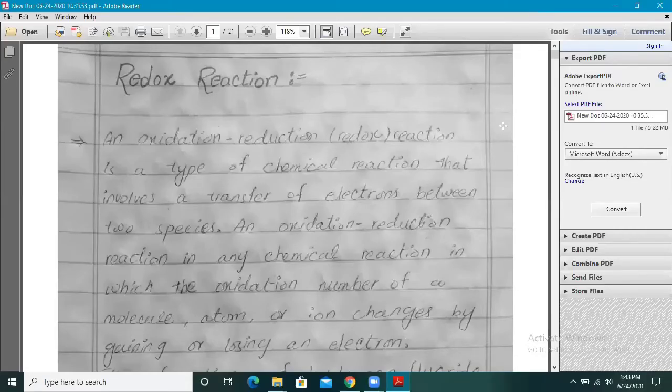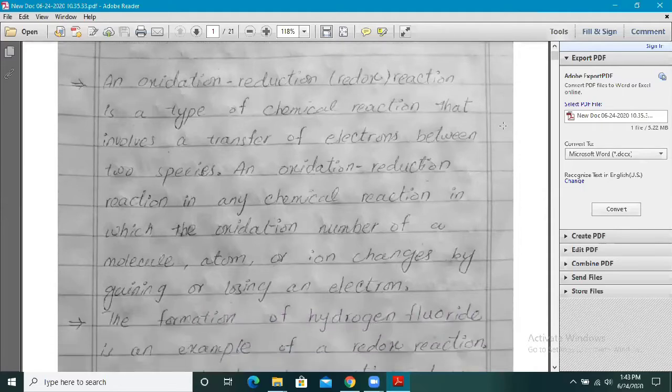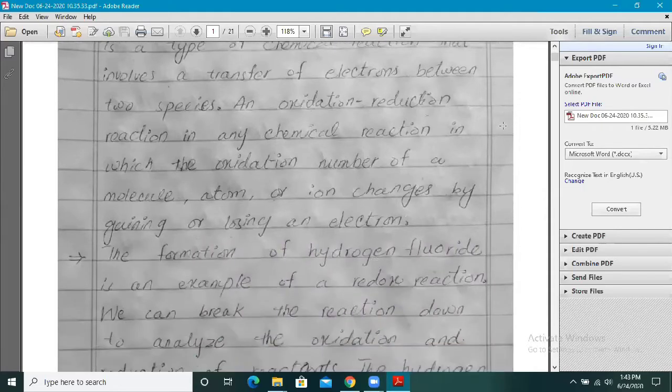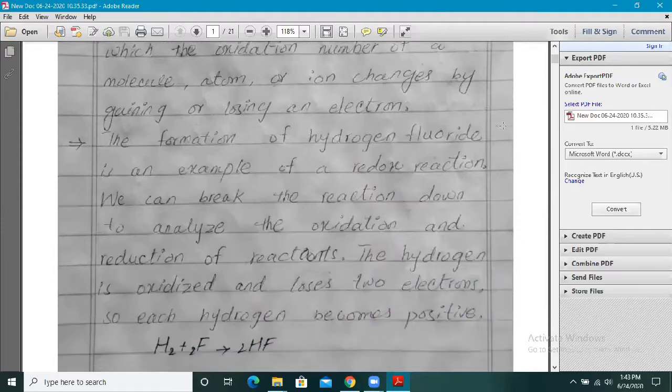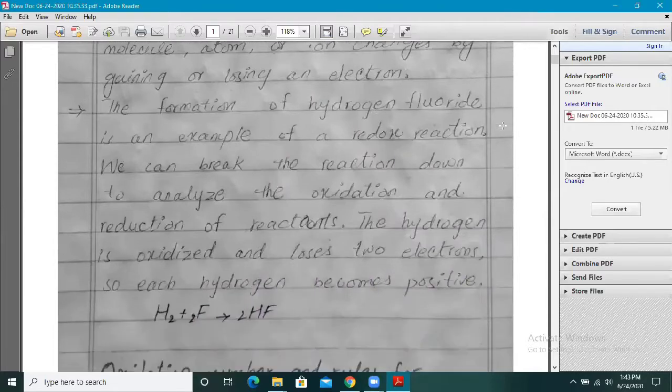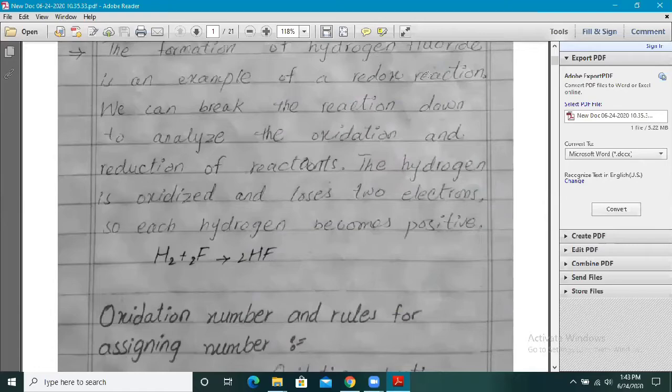Redox reaction. An oxidation reduction reaction is a type of chemical reaction that involves the transfer of electrons between two species. An oxidation reduction reaction is any chemical reaction in which the oxidation number of a molecule, atom, or ion changes by gaining or losing an electron. Here is the equation of it.